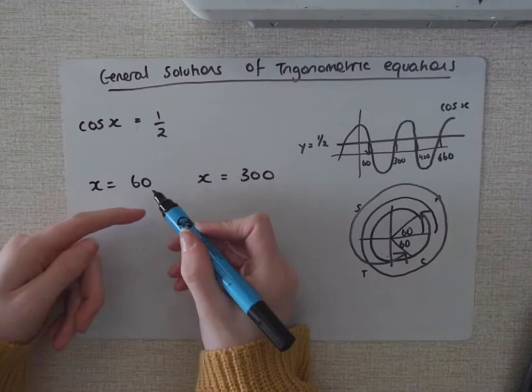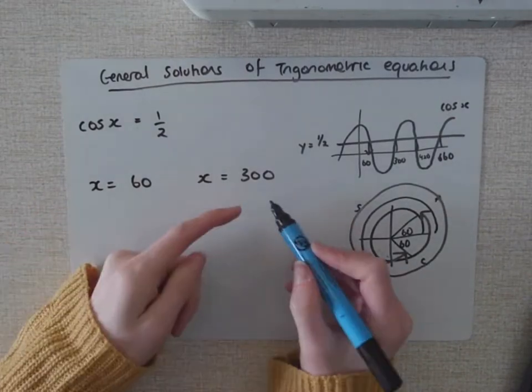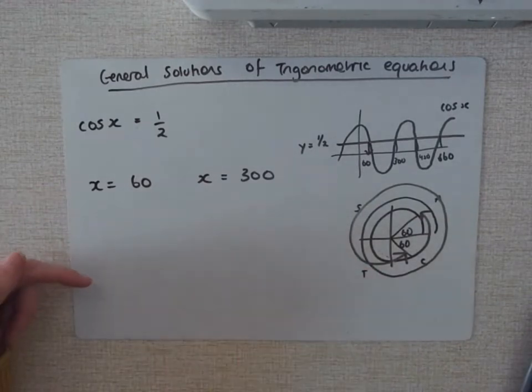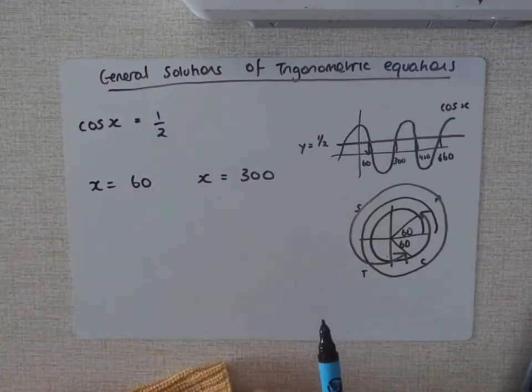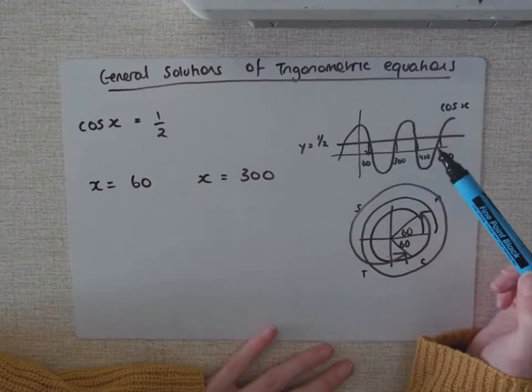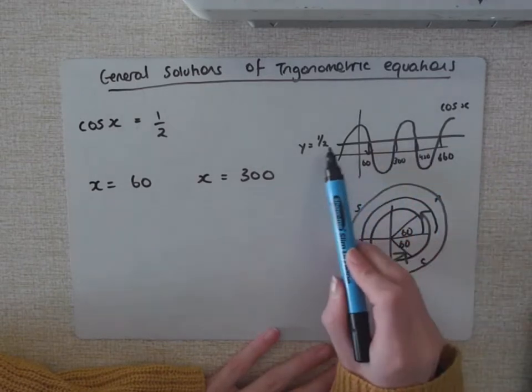It could be that x is 60 plus 360 or 300 plus 360. Or it could be two revolutions, two 360s. If you were to plot it like this, you know that your cos graph is periodic, it repeats. And this is my line y equals a half.